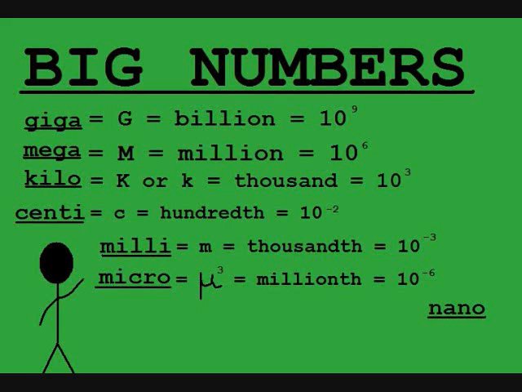Micro is a funny looking u, which equals a millionth, which is also 10 to the -6th power. And last and least is nano, which is a lowercase n, which is a billionth, and also 10 to the -9th power.